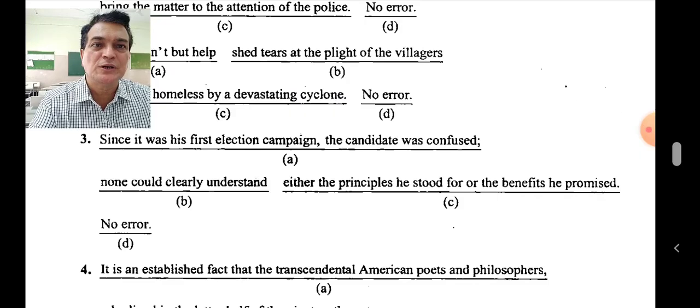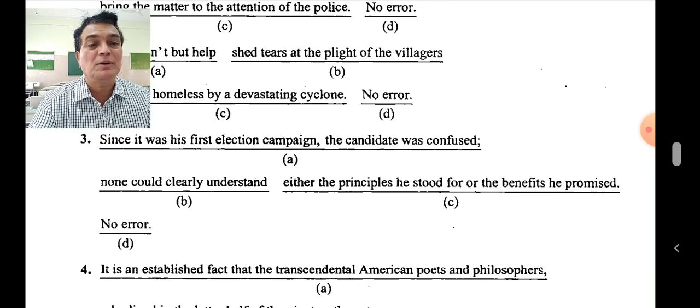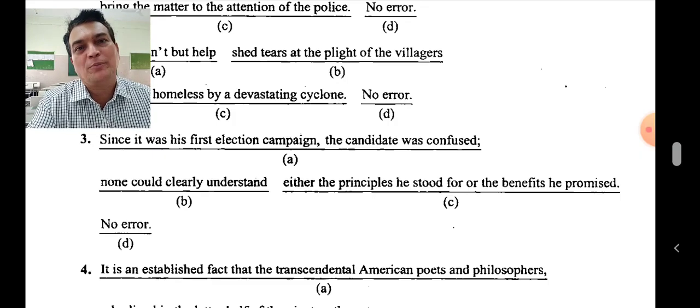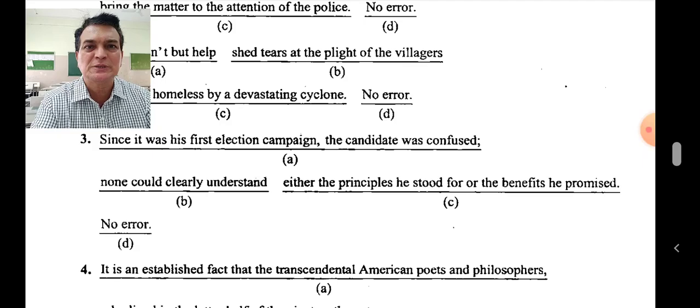Since it was his first election campaign, the candidate was confused. None could clearly understand either the principles he stood for or the benefits he promised. Now remember, he had promised the benefits. He had promised those benefits earlier. So therefore, what should come there? Or the benefits he had promised. So he had promised, that is the right answer here, because earlier he had promised there.